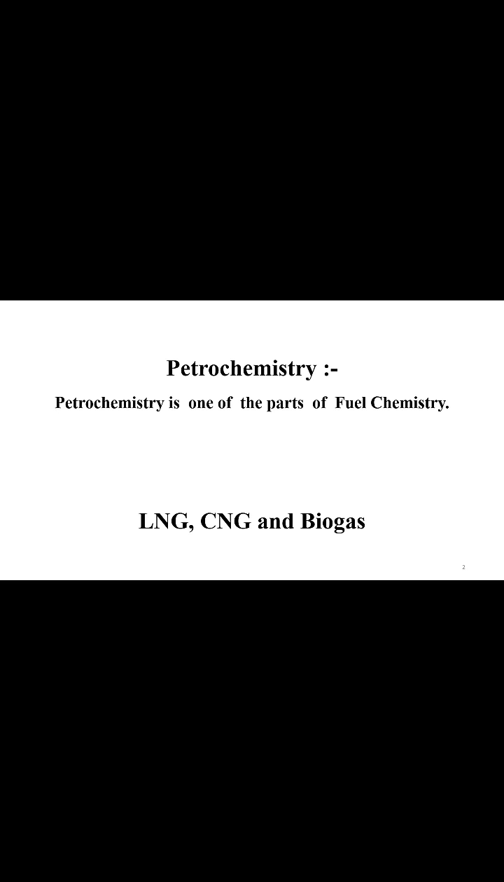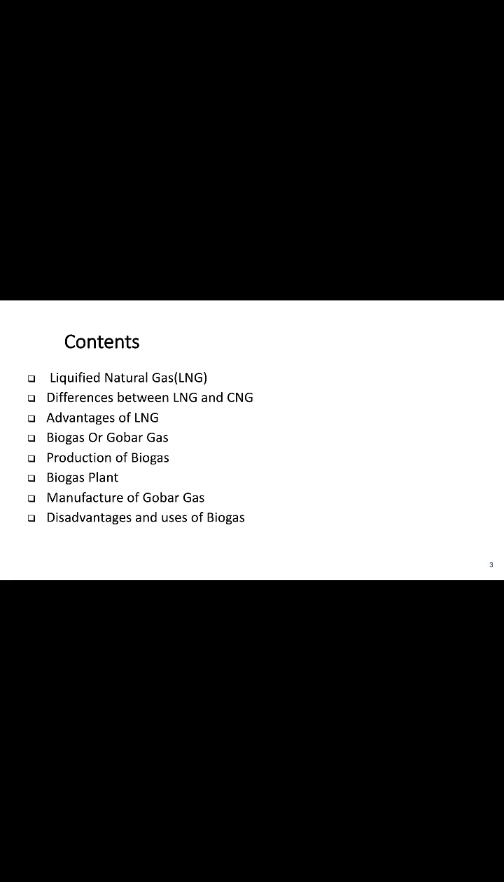Fuel chemistry is one of the important parts of petrochemistry where LNG, CNG, and biogas are covered. The contents of the topic: liquefied natural gas LNG, differences between LNG and CNG, advantages of LNG, biogas or gobar gas, production of biogas, biogas plant, manufacture of gobar gas, disadvantages and uses of biogas.